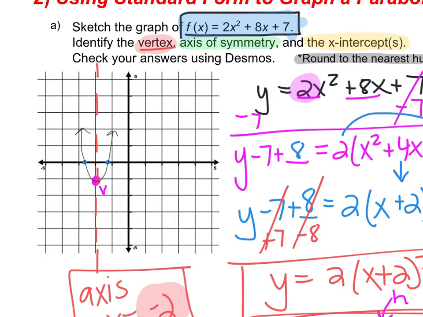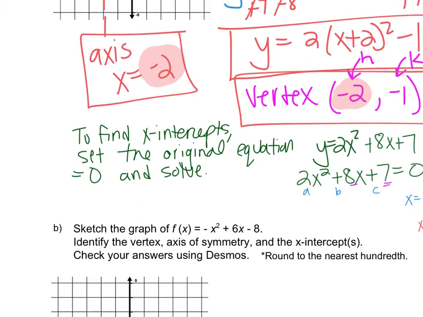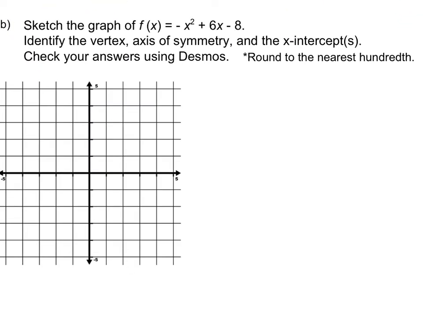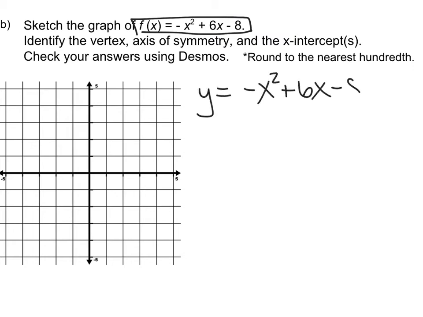So we're going to do one more like this to practice. So again, this would be a good place for you to pause the video, try it on your own, and check your answer. So same exact directions here. Here's our equation this time. So we have y equals negative x squared plus 6x minus 8.